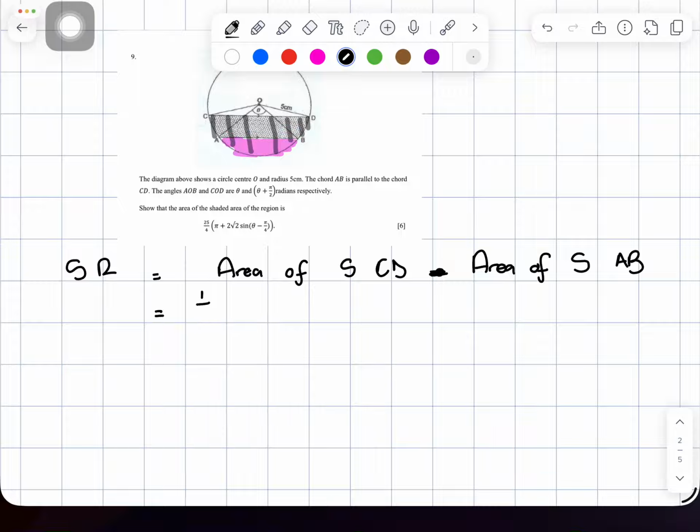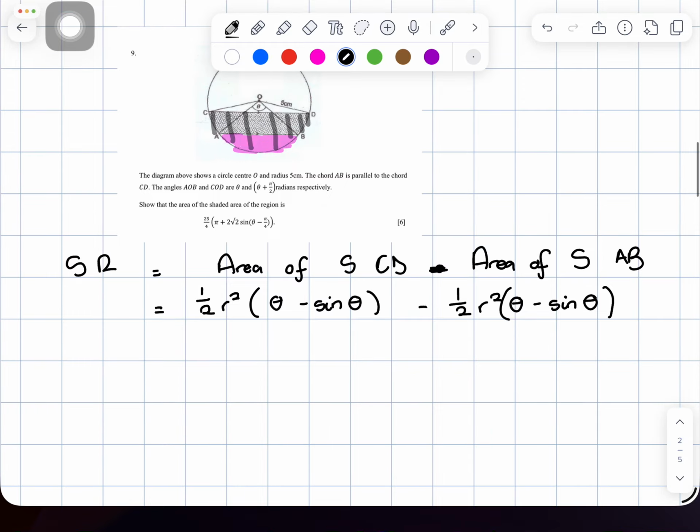Right, of which we know that to find area of segment CD, the general formula for finding area of a segment is half r squared theta minus sine theta. Same here, minus half r squared theta minus sine theta. So what is going to make our answers different is theta, because our radius are the same. Our radius in this case is what? 5.